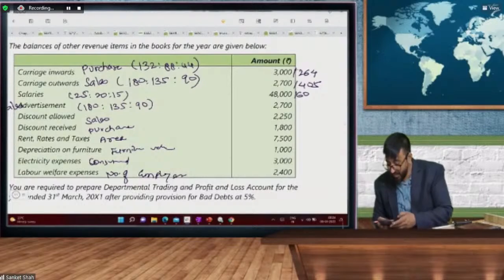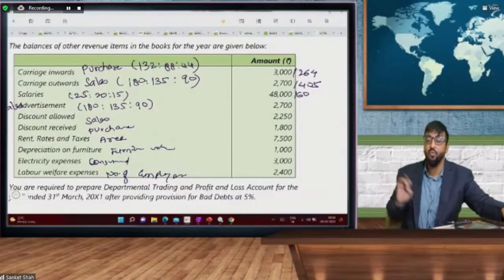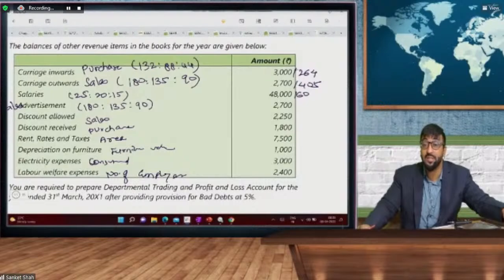ओके. नहीं बेटा, आपका कॉन्सेंट्रेशन लेवल चेक नहीं कर रहा था, मैं जल्दी में लिख दिया. कैरेज इनवर्ड इज ऑलवेज फॉर परचेसेस एंड कैरेज आउटवर्ड इज फॉर सेल्स. हाँ, समटाइम्स मैं आपका concentration level check करता हूं, but this time it was my mistake. Okay, so carriage inward purchase ratio and carriage outward sales ratio.